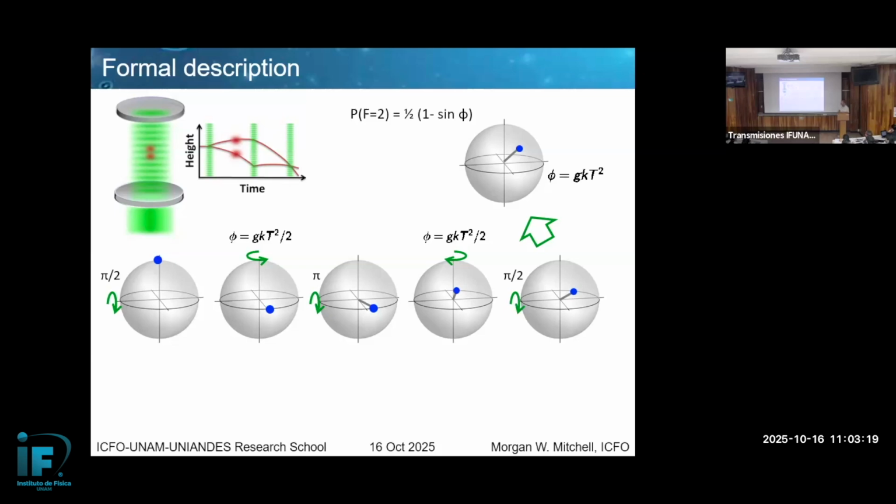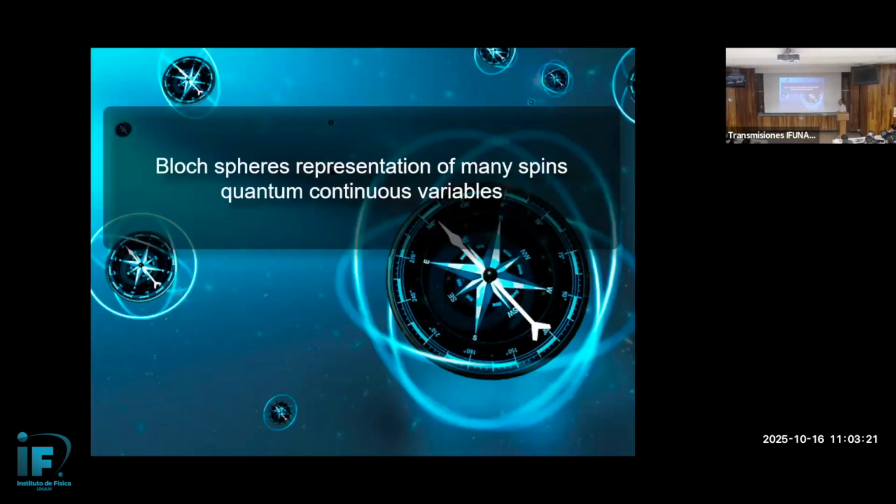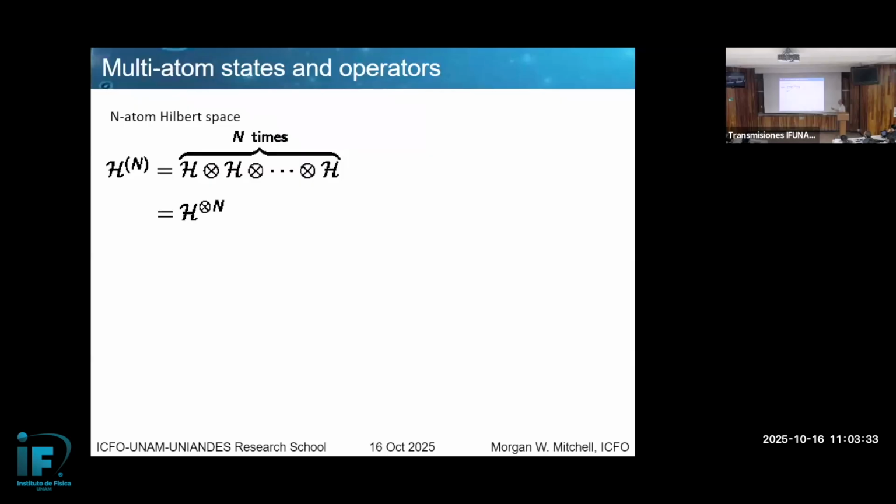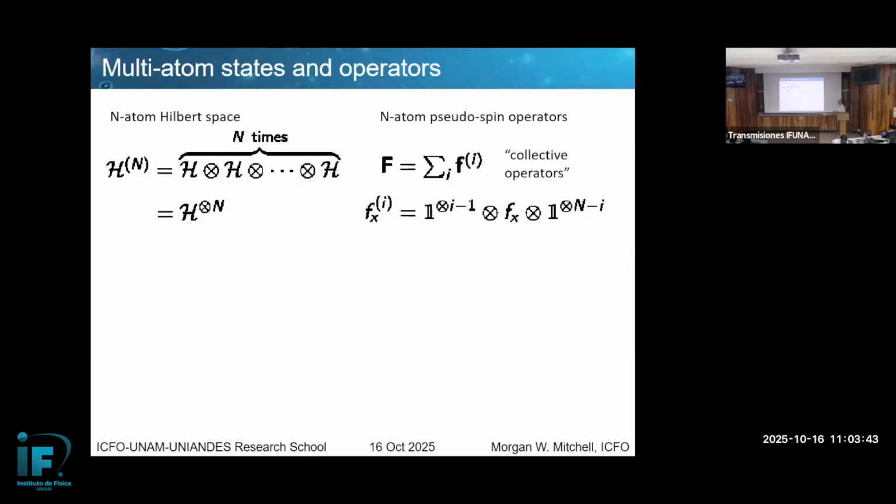Okay, so we want to be able to describe an entire interferometer. We don't do interferometry with one atom at a time. And so we would like to generalize this to something that can work with many atoms. So we now have many atoms. We need a Hilbert space for them. That is just the direct product of n copies of the single atom Hilbert space. We need operators. Those operators will be collective operators, which is to say it's the sum of the individual operators.